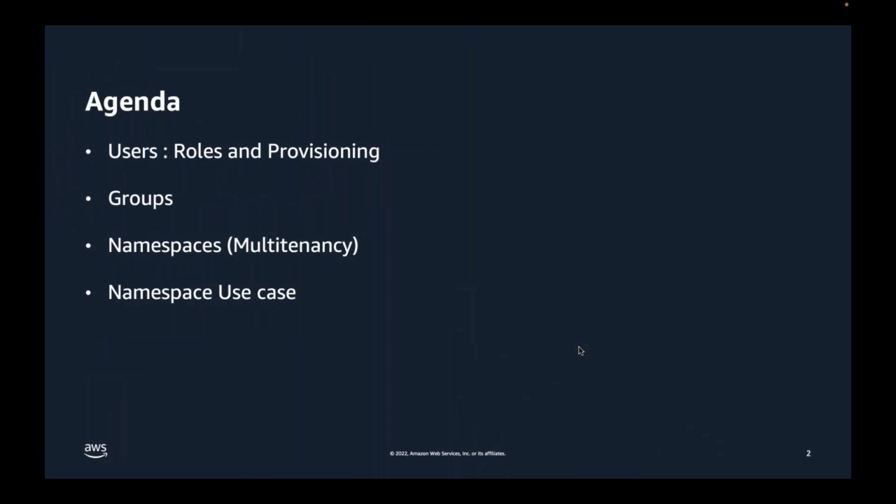Today's agenda, I'll go over a few things. So we'll start with users. We'll talk about what roles users can have in QuickSight. What are the various options to provision these users? By provisioning, I mean authenticating specifically. We'll also talk about QuickSight groups, how and why you would need QuickSight groups and how you can create and manage them. And then last, we'll talk about namespaces. So namespaces can be used to set up a multi-tenant environment in QuickSight. And then I'll also go over a namespace use case, like how can you set up namespaces and why you would need namespaces. So let's jump into it.